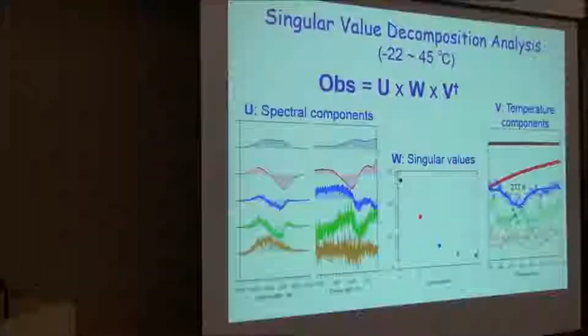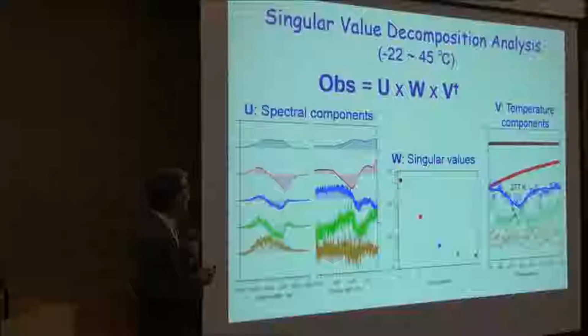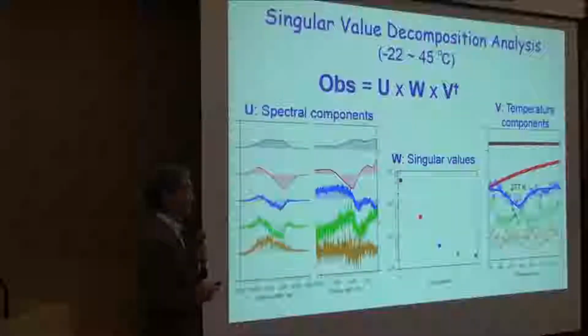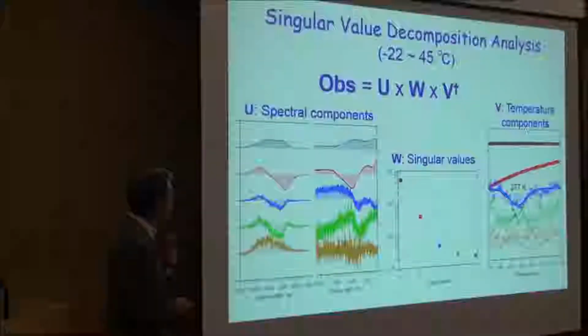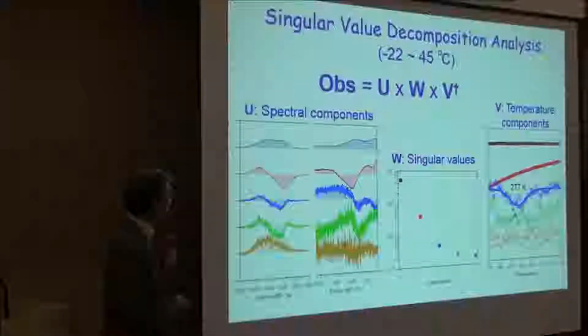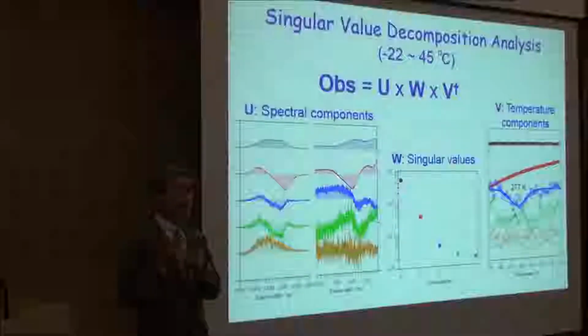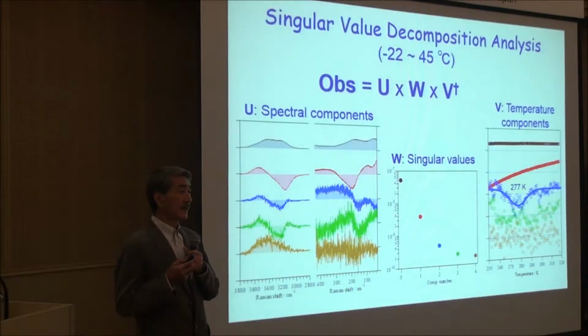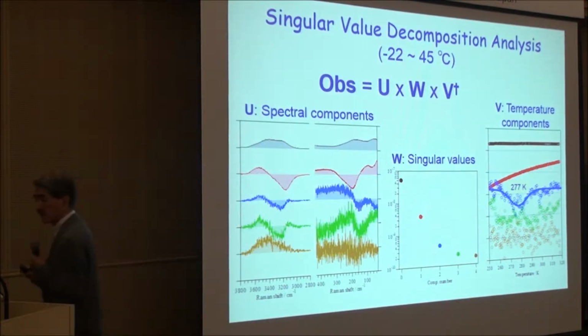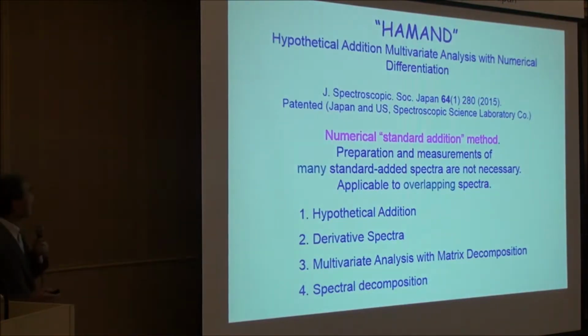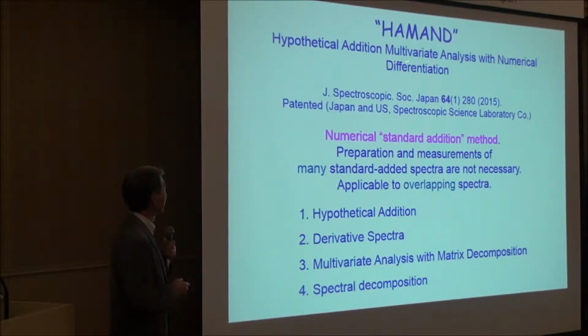Now, if we include all that low temperature region, then singular value decomposition gives 1, 2, 3, 4, many components. It's not easy to say only 2 or 3 components exist there. So what can we do? What we did was to use HAMAND. HAMAND is an abbreviation of hypothetical addition, multivariate analysis with numerical differentiation. And this was already published in a paper here and patented.